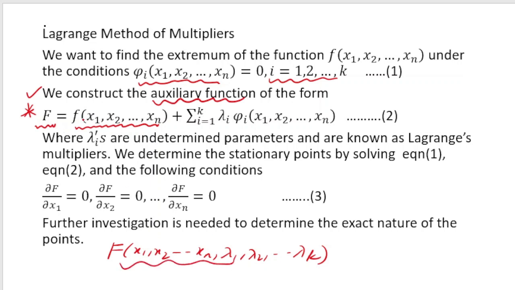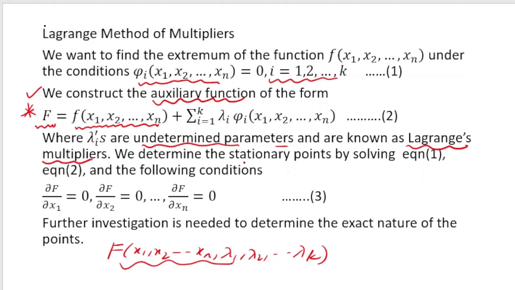And how is it defined? We first take the original function, which is dependent on n variables, and then we take the summation of lambda i times all the given constraints. The constraints are k in number, so there will be k terms: lambda 1 times phi1 of x1 to xn, plus lambda 2 times phi2 of x1 to xn, and so on. Here the lambda i's are undetermined parameters and are known as Lagrange multipliers.